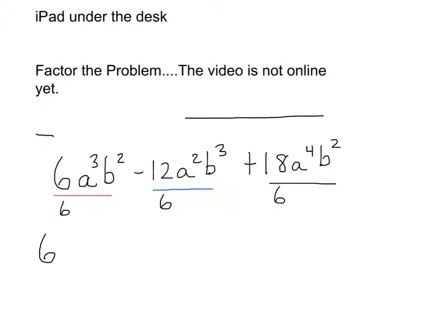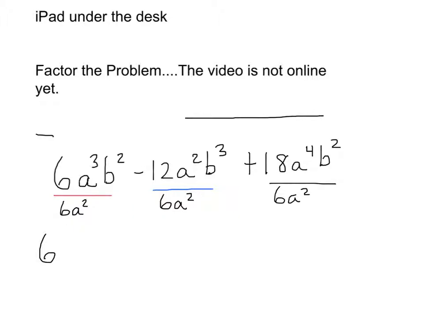Okay, now we look at the variables. We want to take out what they all have in common. This has a cubed, this has a squared, and this has a to the 4th. What's the most that they all have? A squared. So I'm going to divide this one by a squared, I'm going to divide this one by a squared, and I'm going to divide this one by a squared.